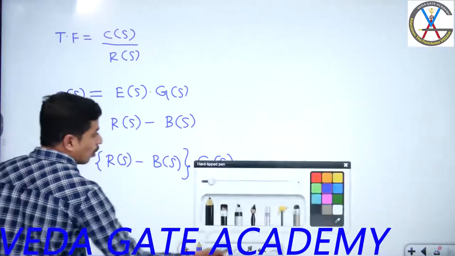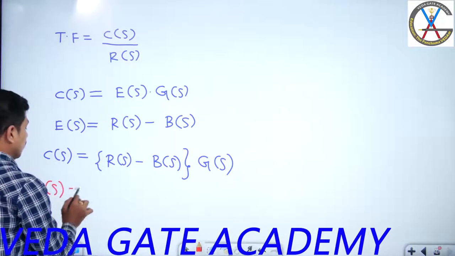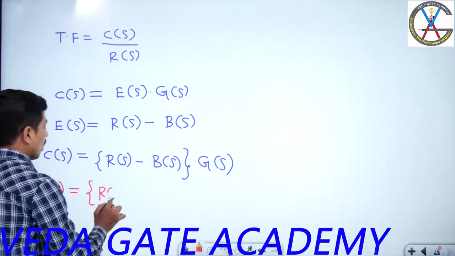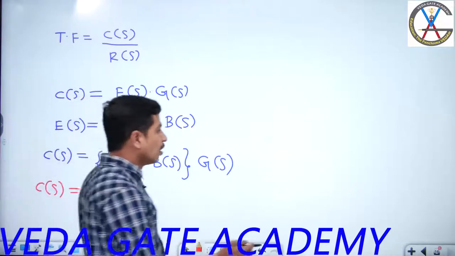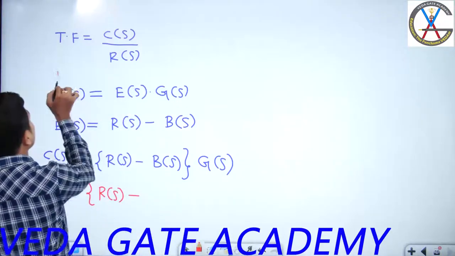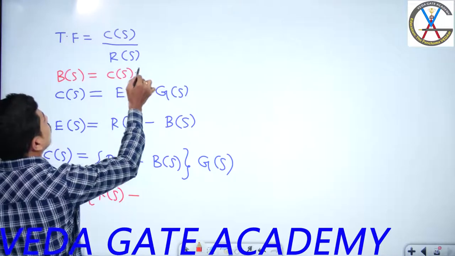Now tell me, what is B of s? C of s is equal to R of s minus B of s. What is B of s? We can write that very easily. B of s is C of s into H of s.